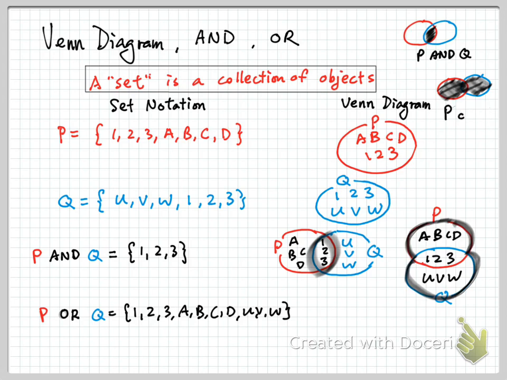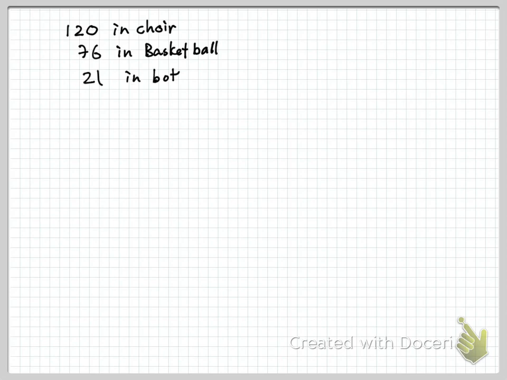Now, next up, we want to look at some of the quantity for the connection of the Venn diagram. Let's take a look at this example. For example, in a school, there are 120 students in choir. There are 76 students in the basketball club, and then there are 21 students in both of them. So the question is, what is the number of students in either the choir or the basketball club?